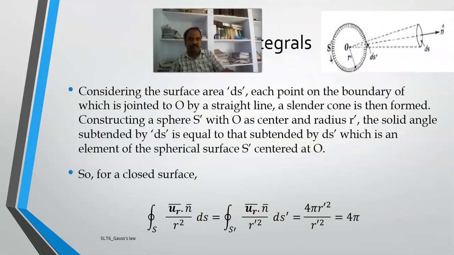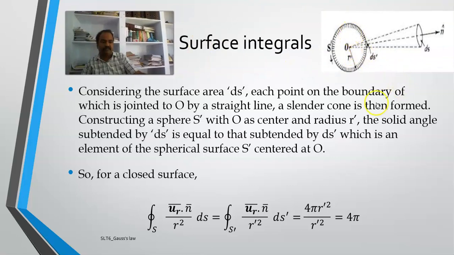Now here also, let us suppose I am going to consider a surface area ds. Let us suppose this is a surface area ds, and each point on its boundary is joined to O by a straight line.